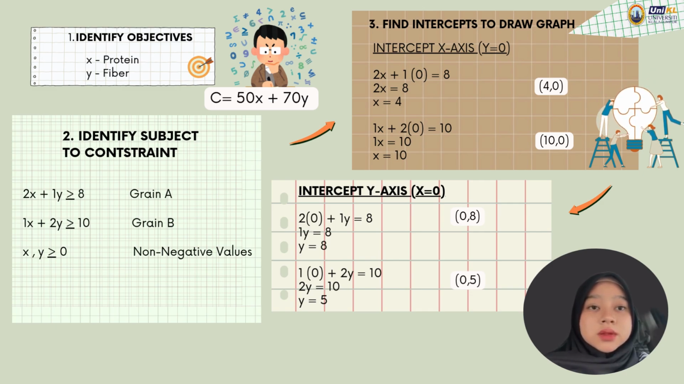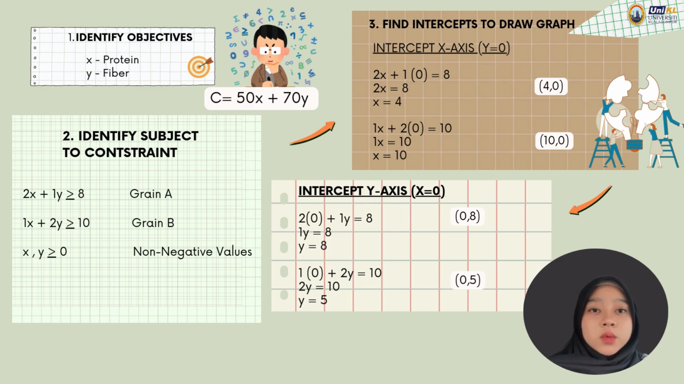Now, let's find the intercept for the y-axis. When we are on the y-axis, x equals 0. For the first constraint, 0 plus y equals 8. Solving this gives y equals 8. So the first point is (0, 8), meaning 0 on the x-axis and 8 on the y-axis. For the second constraint, 0 plus 2 times y equals 10. Solving this gives y equals 5. So the second point is (0, 5).